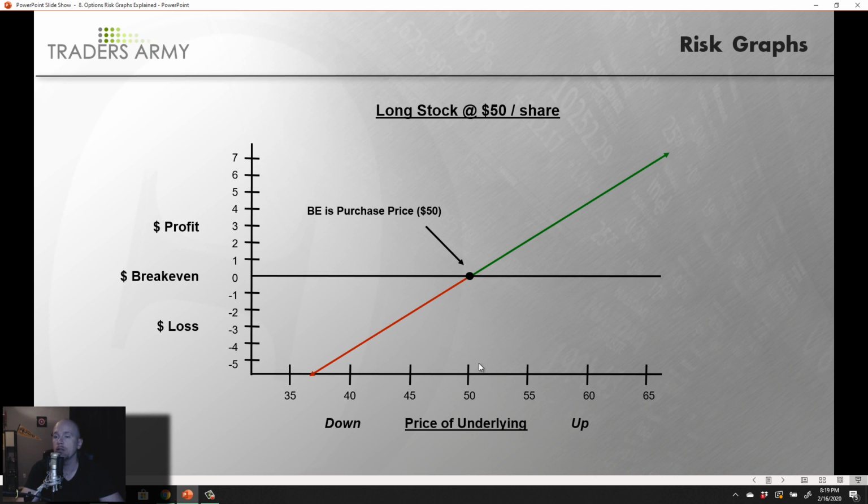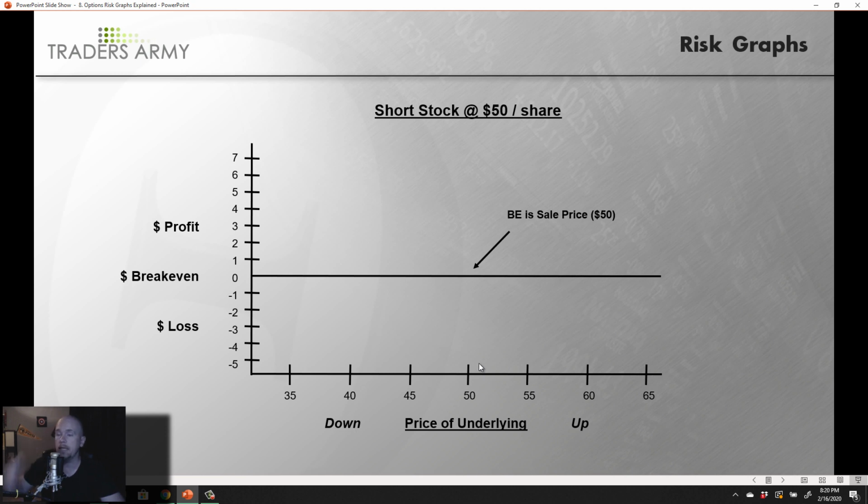So this is long stock. Well, here's short stock. In short stock, if we short the stock at 50, our break even is going to be 50. Yes, our break even is 50, but if the stock price goes up, we lose money. And if it goes down, that's how we make money. This is simply shorting stock.